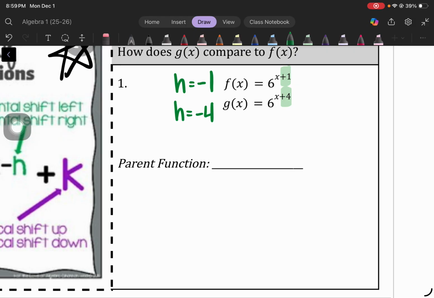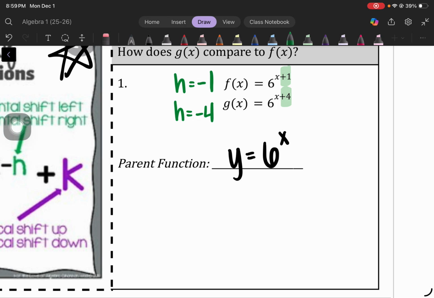Okay, before we answer anything else, let's identify the parent function. Where did this graph start? Well, both of them started at 6 to the x. So that's our parent function. Remember, it's just b to the x.